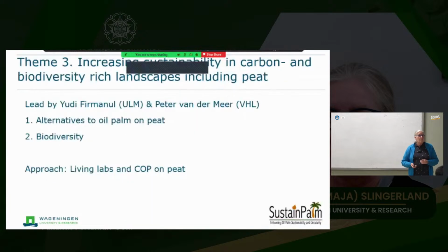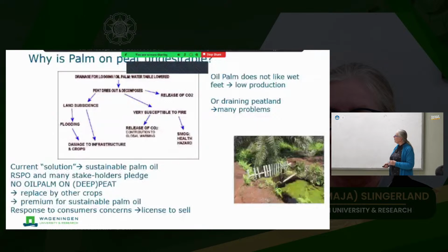So that was team 1. Team 3, I go through it a bit differently than the sequence. This was oil palm on peat. And why don't we want oil palm on peat? Because when you dry it, it decomposes, it releases CO2, and it becomes very susceptible to fire also.